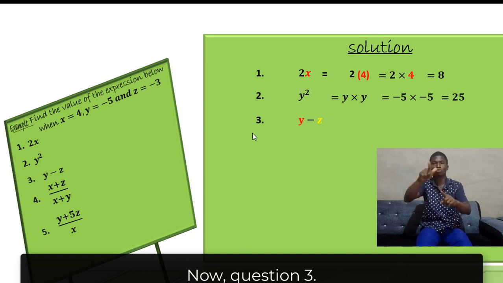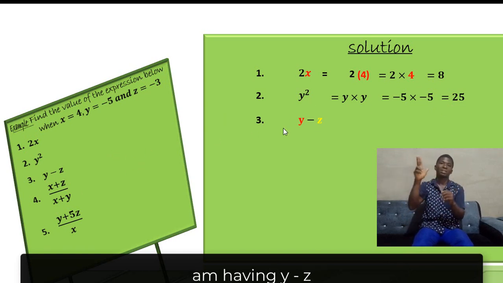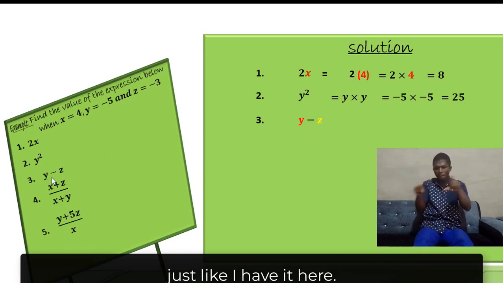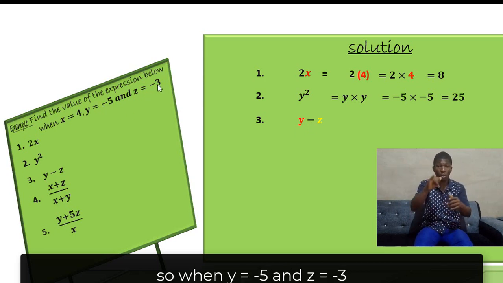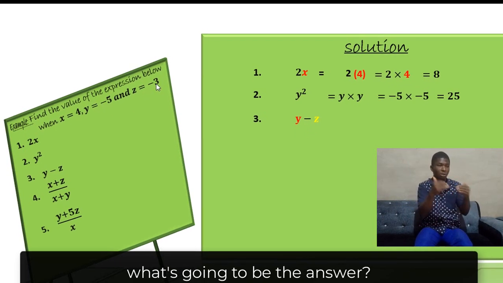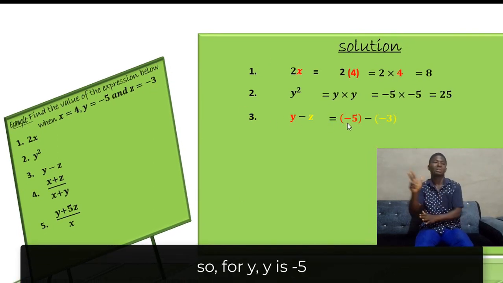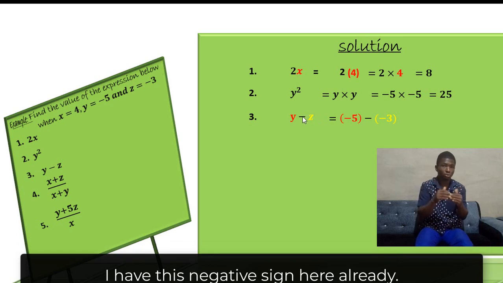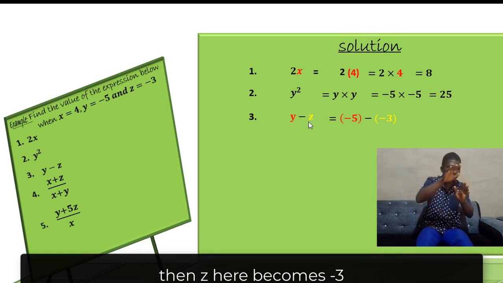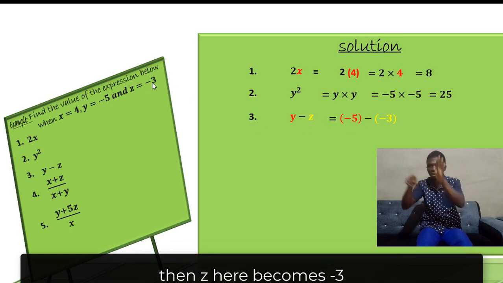Now, question 3. I'm having y minus z, just like I have it there. Y minus z. So, when y equals minus 5 and z equals minus 3, what's going to be my answer? So, for y is minus 5 here, in brackets, I have this negative sign here already. Then z here becomes minus 3.